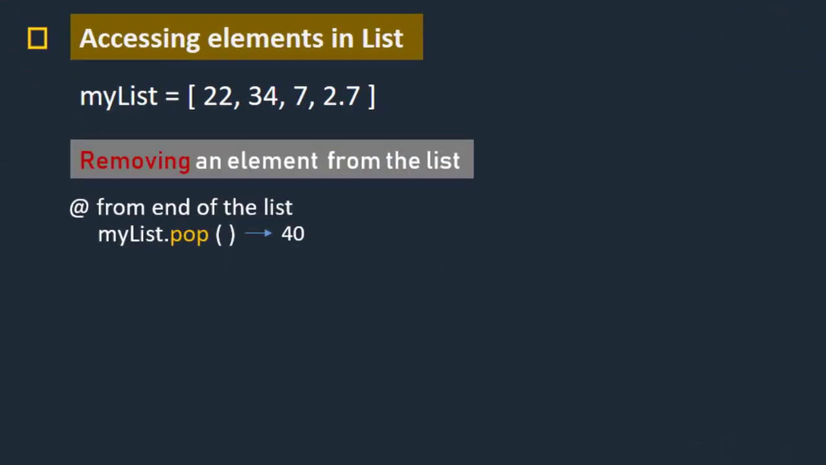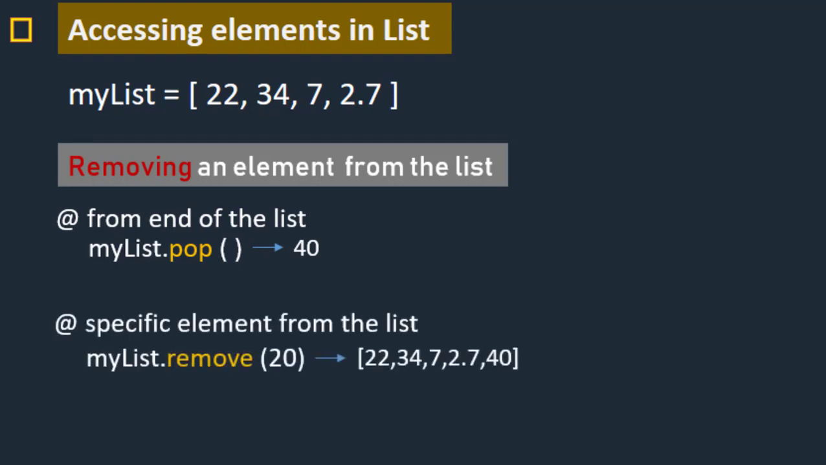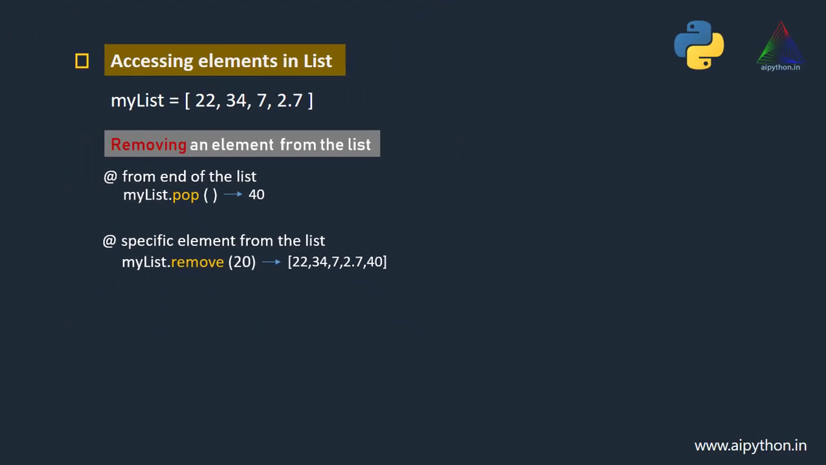To remove an element from the list, there is a command called pop, and you can use this command to remove the last element of the list. Similarly, if you want to remove a specific element, not from the index but the specific element from the list, you can directly use the command remove and in the bracket you can write that particular element. The element 20 is located multiple times in the list, so my list.remove command will remove the first instance of 20.